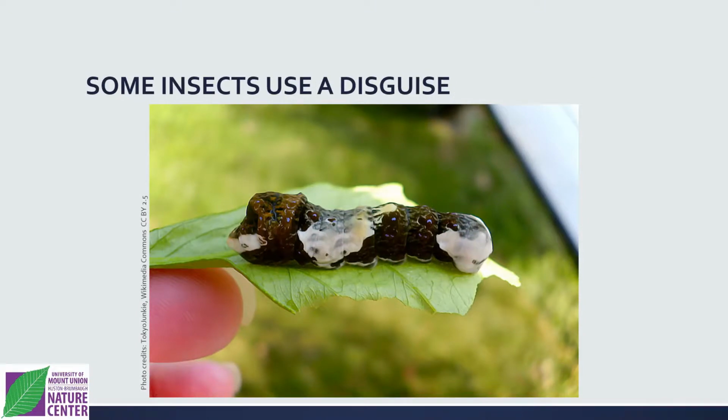Now, what does this look like? Many insects actually use a disguise to protect themselves. If you're wondering if this might be bird poop, you're not alone. A bird could easily assume the same, but this is actually a caterpillar. What a great disguise.